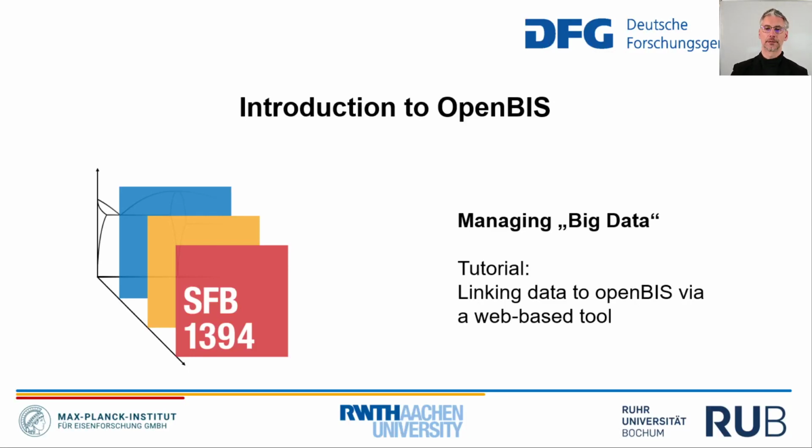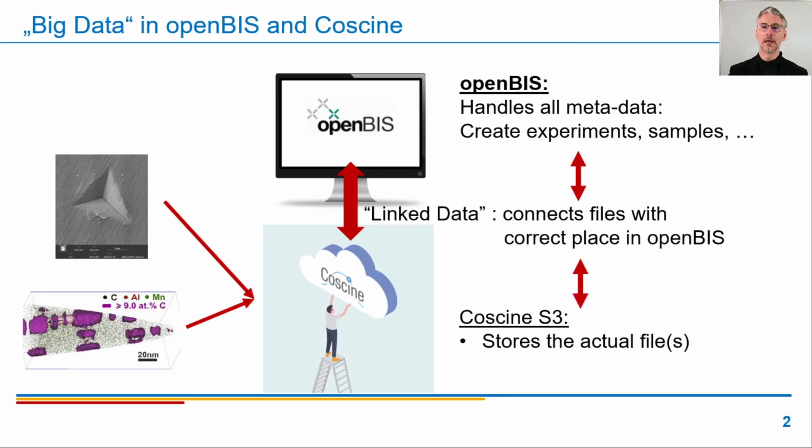Hello and welcome back. Today we talk about how we can handle big data in OpenBIS, in particular how we can link data that is stored externally using a web-based tool. As a reminder, why are we talking about this? OpenBIS handles all of our metadata, so we can describe experiments, samples and so on, but large data sets or big data need to be stored externally on the Cosine S3. So in order to relate the two, we need to link the files that are stored on the S3 storage to OpenBIS.